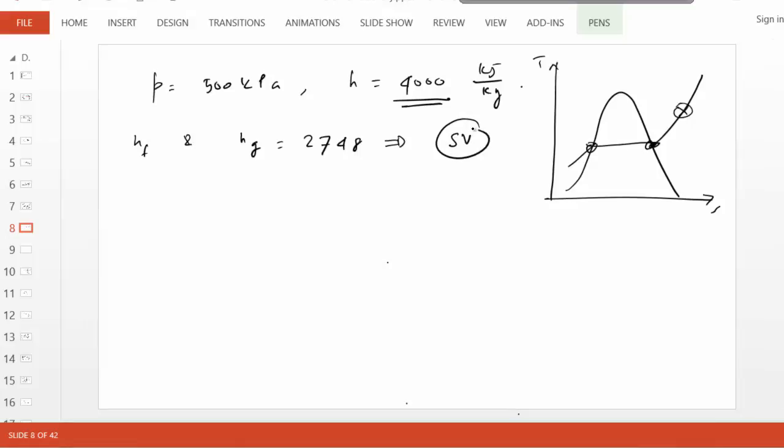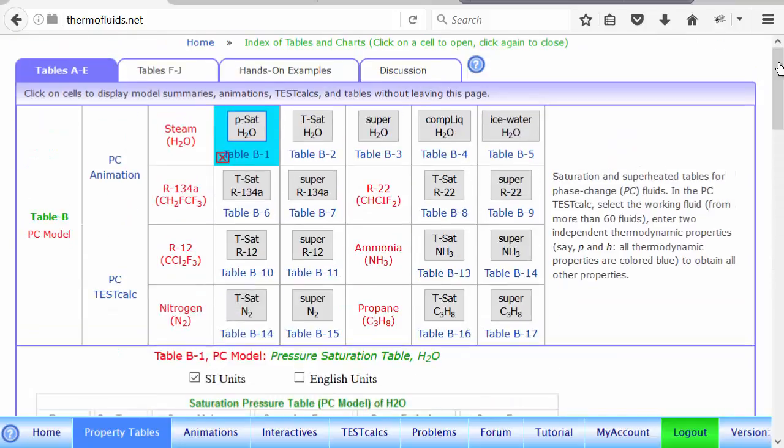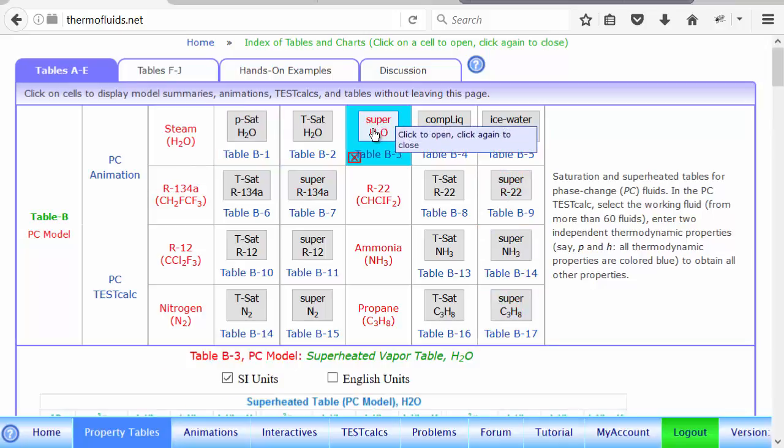So how do you find properties of superheated vapor? That turns out to be very simple. Superheated vapor tables essentially list all the properties along a given pressure line. Once you take a look, it will become immediately clear. So let's go find out the superheated vapor table. Look, every substance has a superheated table and at least one saturation table. Only for water we have both pressure and temperature saturation table, but superheated table is there for everything else. Okay, so superheated table for H2O we open.